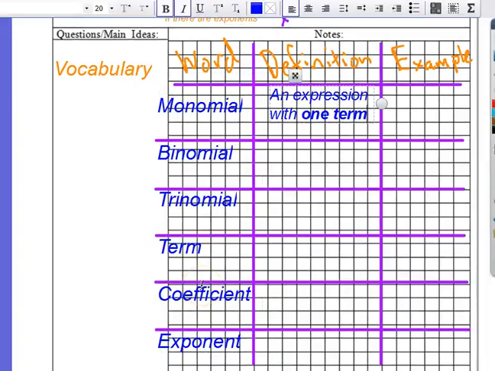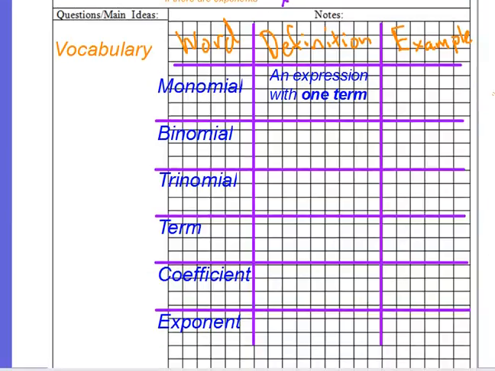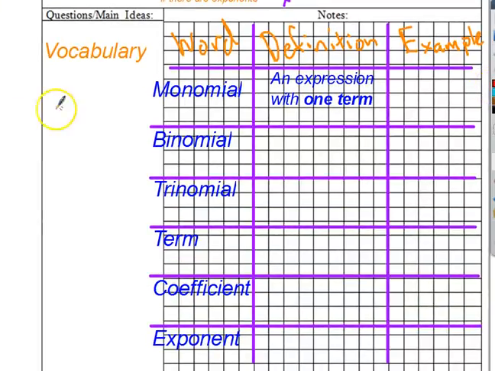Okay, so a monomial is an expression with one term. And the reason why it's called monomial and it means one, for example, there's a disease called mono that you get from kissing people, and the reason why they call that mono is because you can only catch it once. So out to the right here I'm going to draw a pair of lips because I'm going to remember that a monomial can only be caught once.